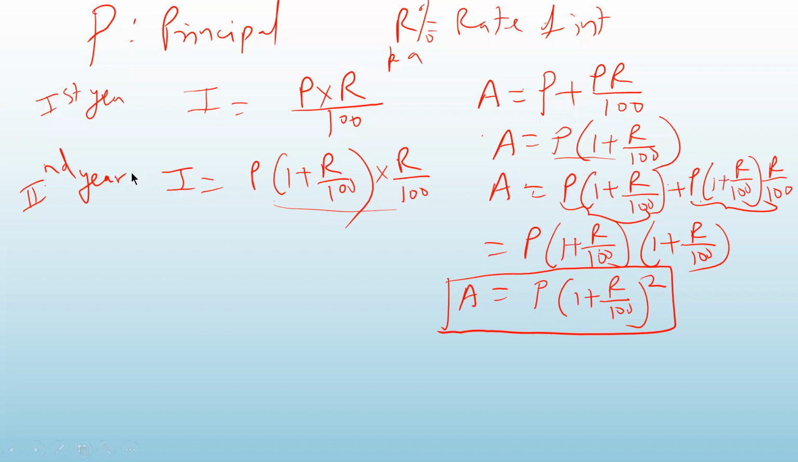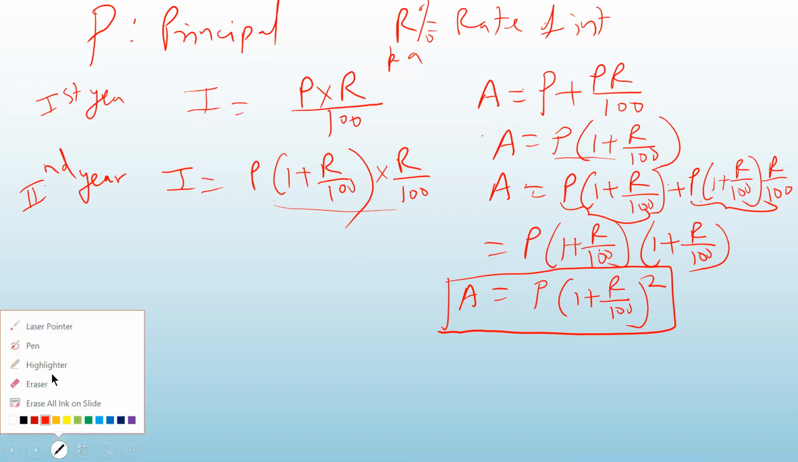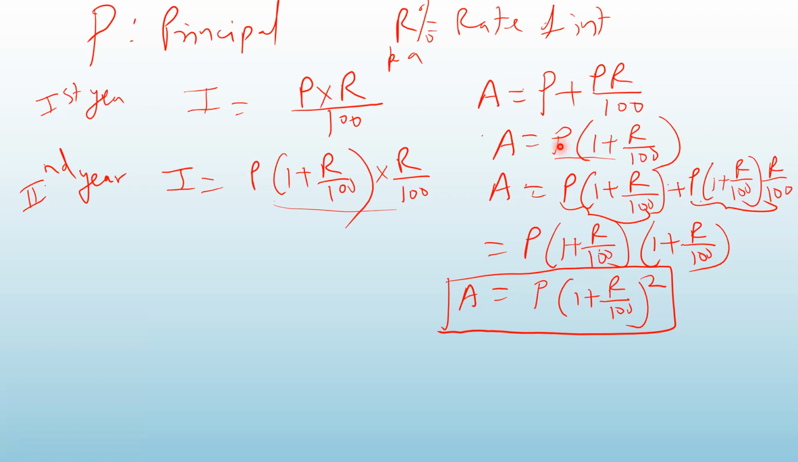See, once again, P is the principal, R is the rate of interest. In the first year, interest will be what? I for interest. Interest will be R percent of principal, so PR upon 100. What will be the amount? You know, amount is principal plus interest. So P is the principal plus interest, how much? PR upon 100. In both these terms, there is P common, so we take out this P. In the bracket, you will get 1 plus R upon 100. So this is the amount after 1 year.